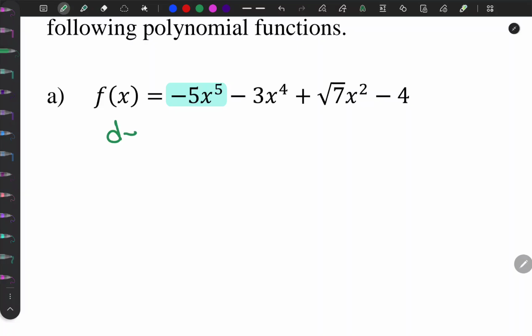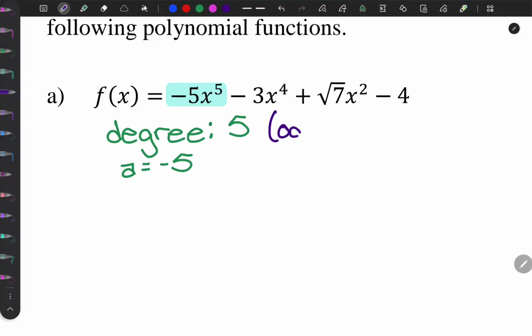The first thing that's probably easiest to identify is our degree. Our degree is 5. What does this tell us about the end behavior of the graph? Well, we're also going to need to look at our a value, I think. A is equal to negative 5. So looking at the degree, we have an odd degree, which means one behavior will be going up, one behavior will be going down. You can think of that as the arrows are opposite, one up, one down. All right, arrows opposite.